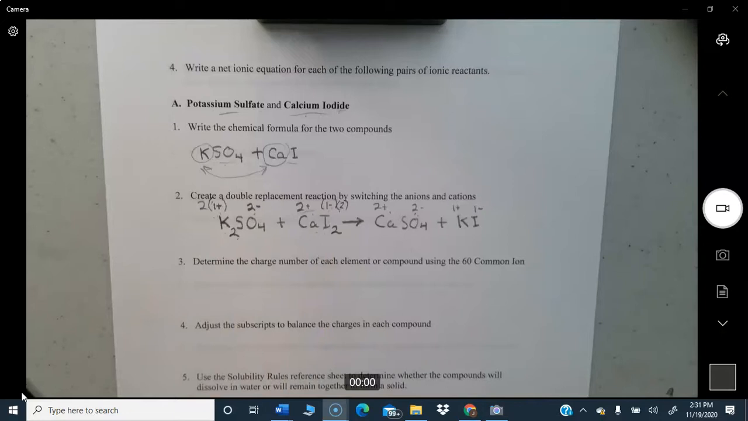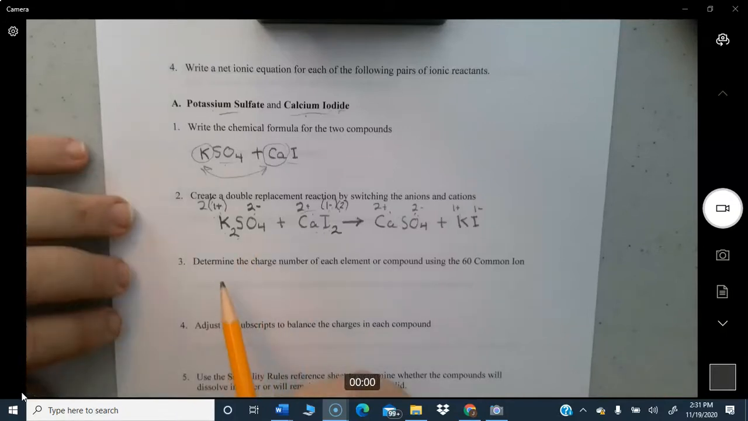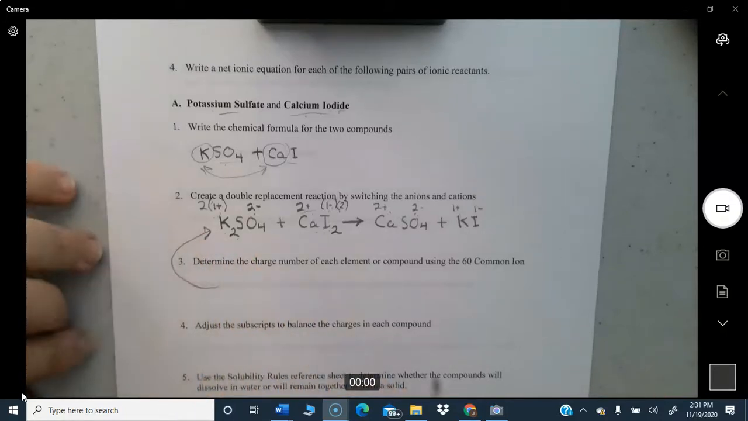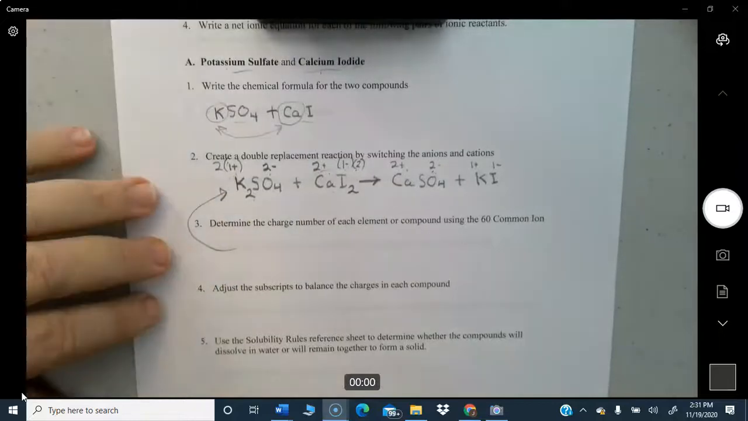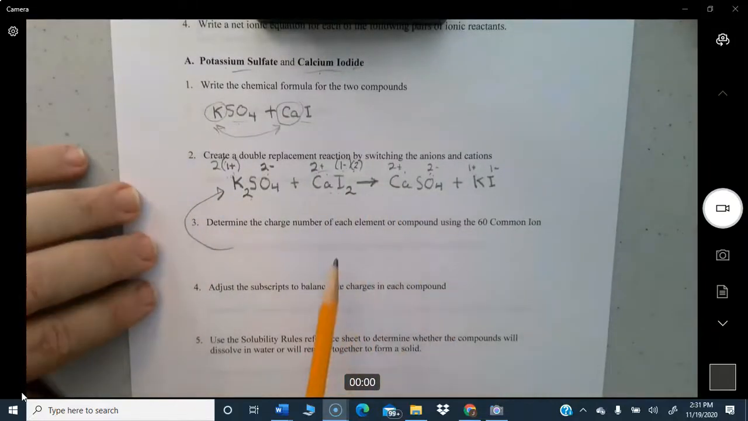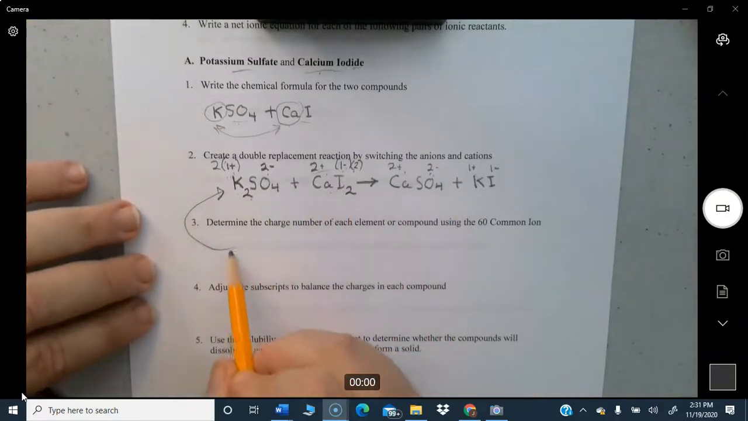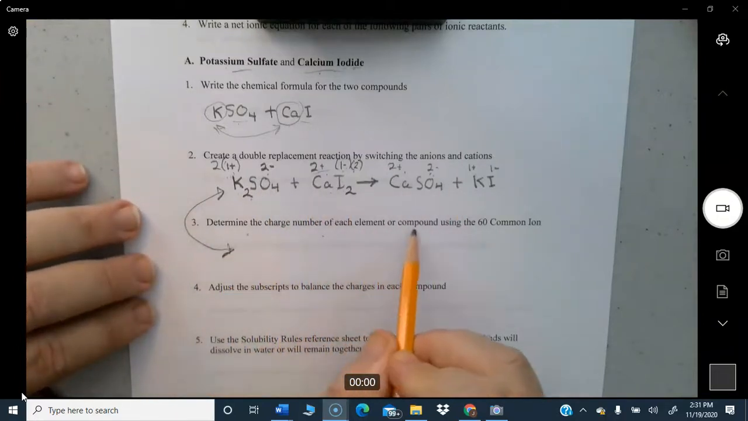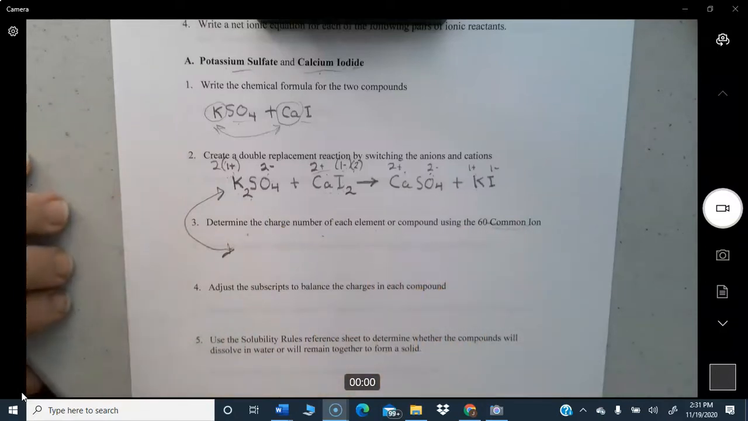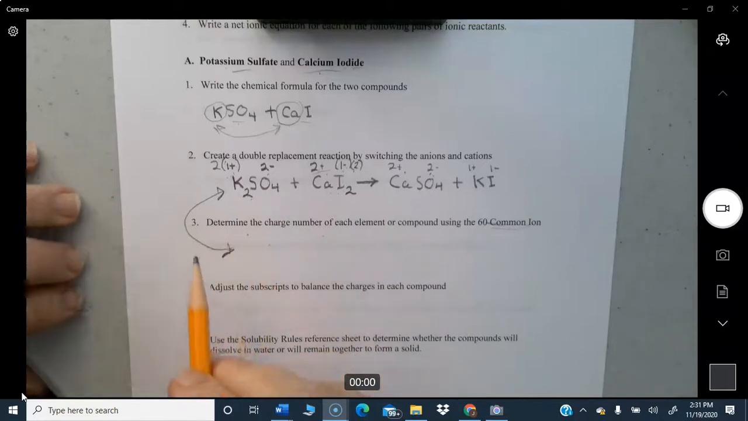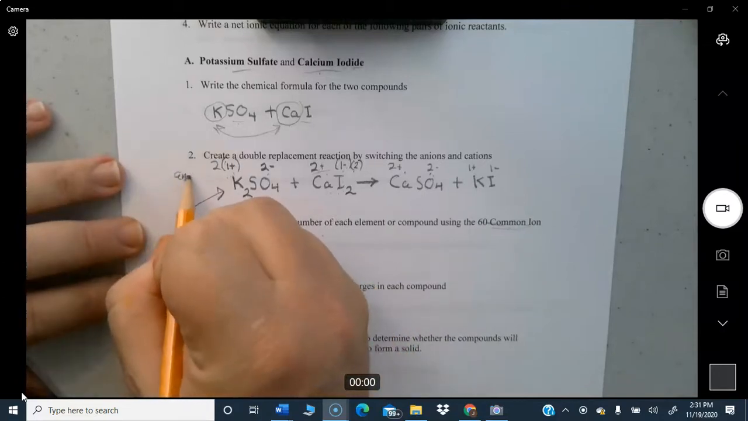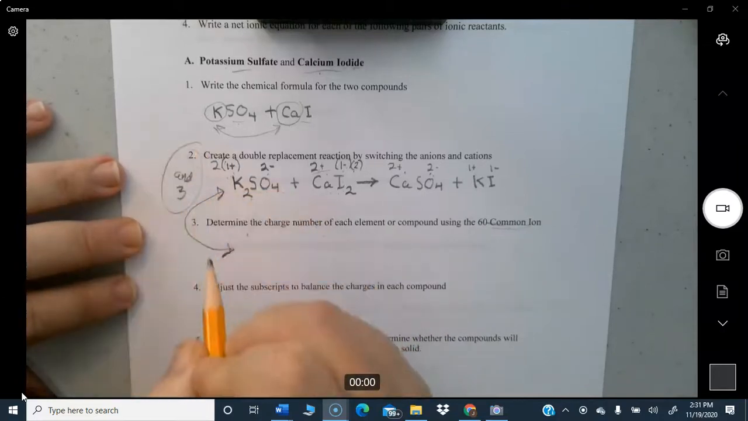Okay, number 3. Determine the charge number of each element or compound. Oh, I did this here. So I already did that, okay? I wasn't reading carefully. There you were just creating the double replacement reaction. Since I had it already written, it makes sense to just go ahead and finish it. So this is really what goes down. Determine the charge number of each element or compound using common ions, or the others that I just went over. So that really, we did that's step 2, and step 3 is right here, okay?